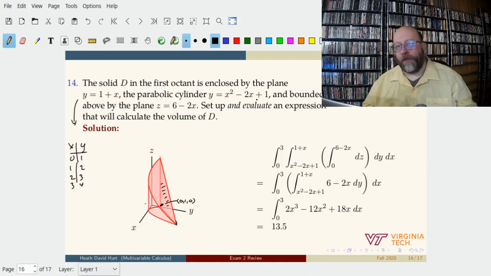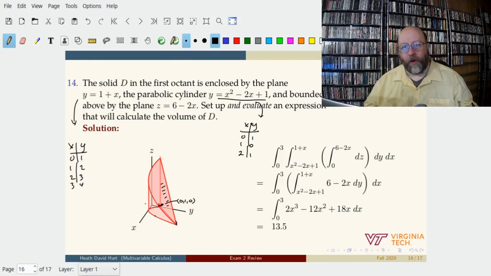The other problem is, though, that we have this parabolic cylinder here. When x is 0, y is 1. When x is 1, y is 0. When x is 2, y is 1 again. That's this curved piece here. Starts at 1, goes down to 0, comes back to 1 again, and then finally goes out to 4. When x is 3, y is 4, where it meets this line here. They both meet at this point here, 3, 4, 0.